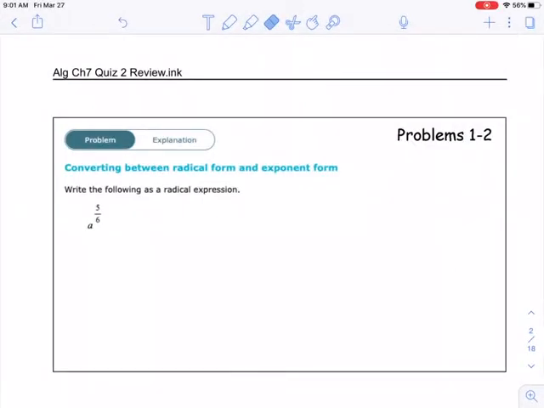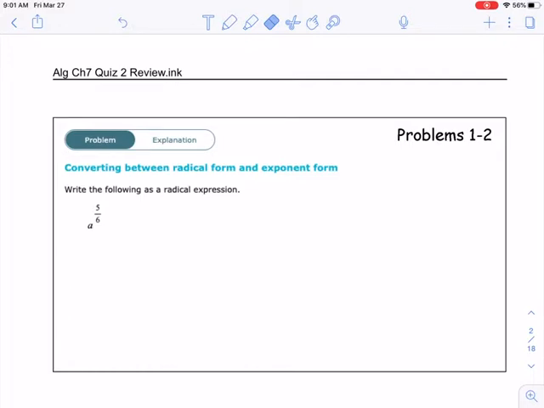Good morning. Okay, so today I am going to go through a simulated ALEKS quiz review with you. I'm not going to be doing quite as many problems as what you have on it, but I will be covering all of the different types of problems that you have on yours. So let's start with the kind of problems you'll have on 1 and 2.